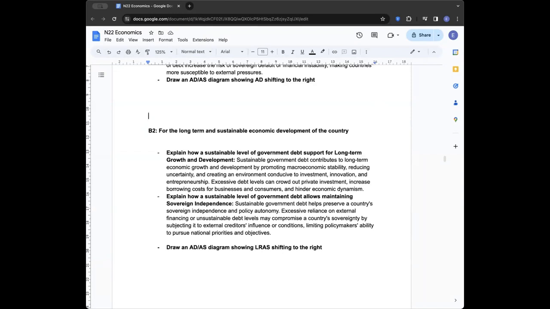Also, it allows maintaining sovereign independence, which is related to the external shocks that I mentioned above, since the government doesn't need to borrow money from other countries or international institutions, simply said. And then I can finish by drawing an AD-AS diagram showing the LRAS curve shifting to the right.